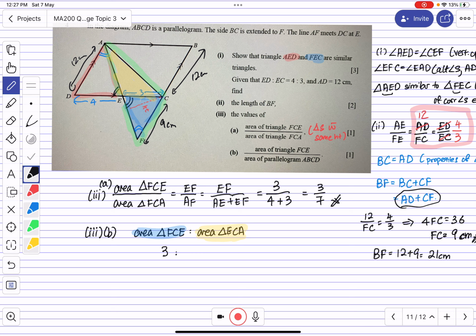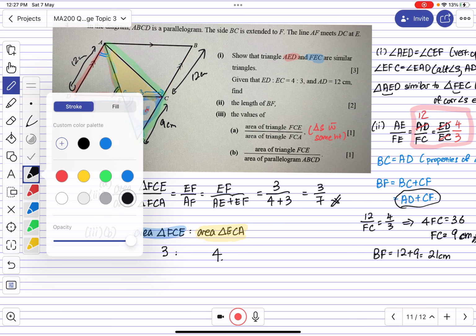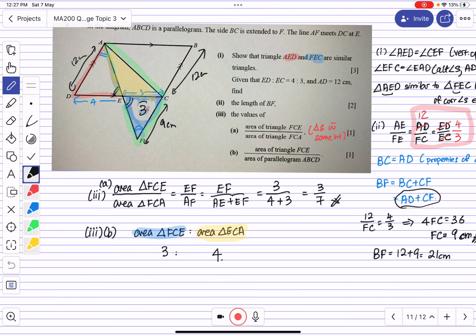The ratio is 3:4, because this is 3 over 7. Therefore, this is 3 units and this is 4 units. I'm just going to use a number with a circle here to represent the area ratio. This 3, this 4 units.